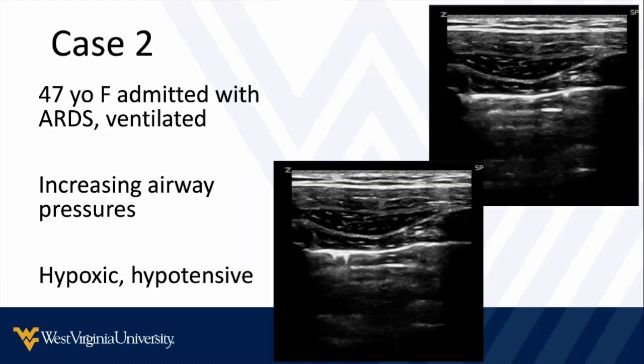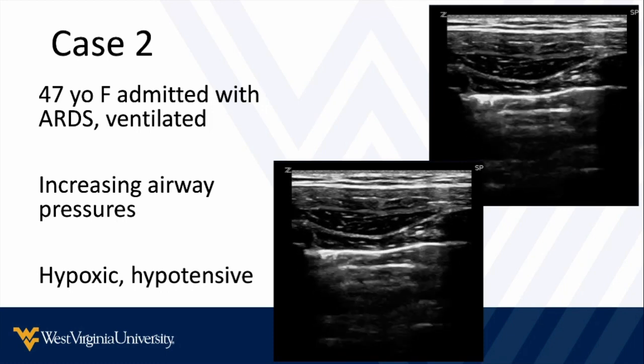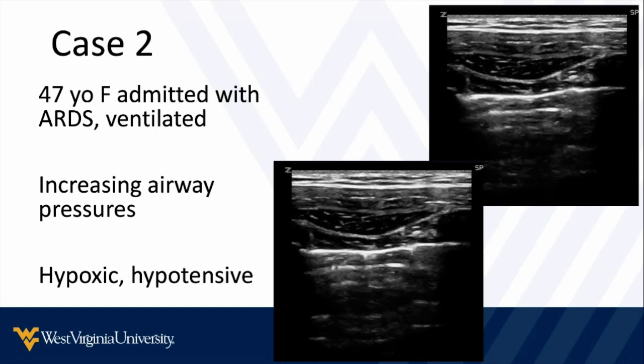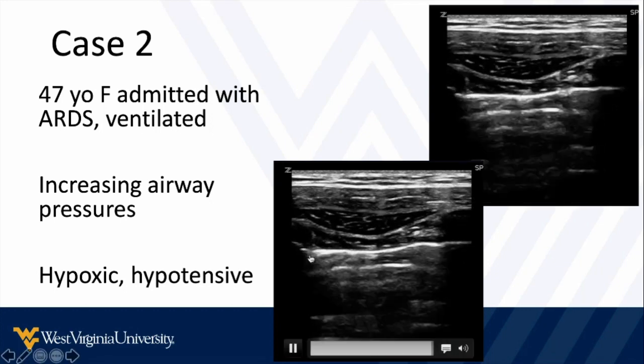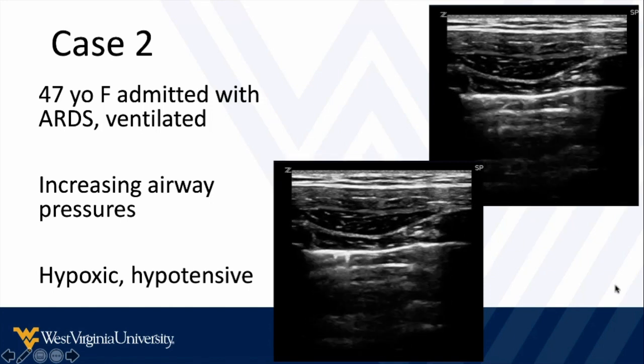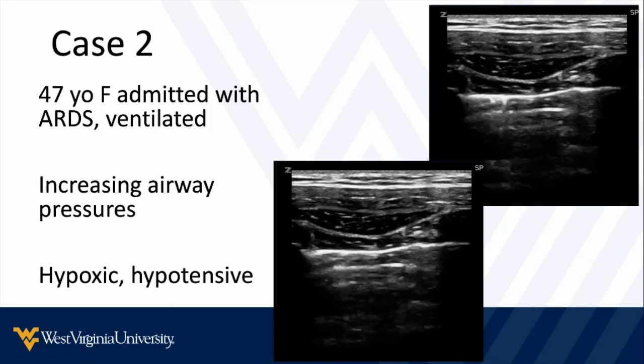So with those findings in mind, we can look at this patient who's admitted with ARDS, on a ventilator, with increasing pressures, getting hypoxic and hypotensive. We're trying to decide, is this an auto PEEP phenomenon or is this pneumothorax? Do we want to empirically just needle the chest or not? In this case, we can say, with reasonable confidence, probably no pneumothorax. We see lung sliding on both sides. So that can help us in this case.